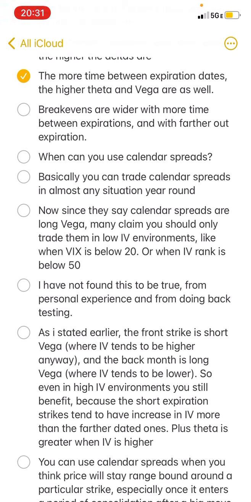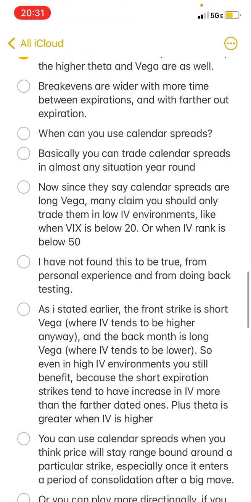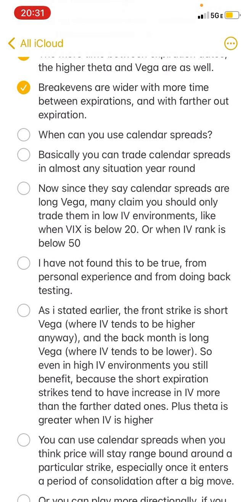So the theta on the short one might be, say, 100, and the theta on the long one might be 80. The difference between the two is the net theta. Break evens are also wider with more time between expirations, and with farther out expirations as well. So if I pick next week's short call and the following week's long call for the 900 strike calendar spread, the break evens might be, I don't know, we'll say 875 and 925.